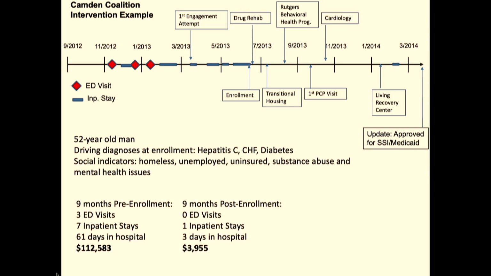In the 9 months pre-enrollment, this person had 3 ED visits and spent 61 days in the hospital. For this 9-month period, the total expenditures were $112,000. After the care team helped the patient, in the 9 months after, there were no ED visits, there was only 1 inpatient stay, and costs came down pretty dramatically.